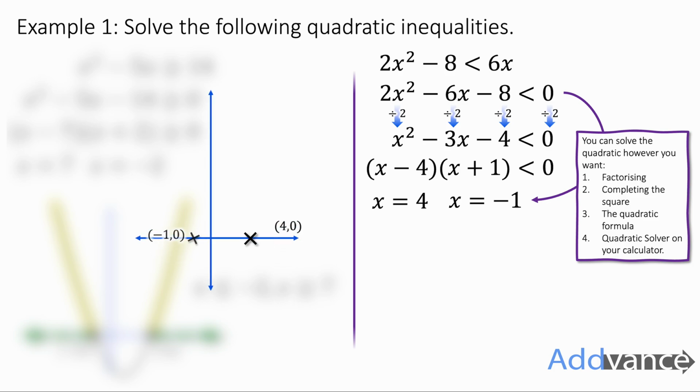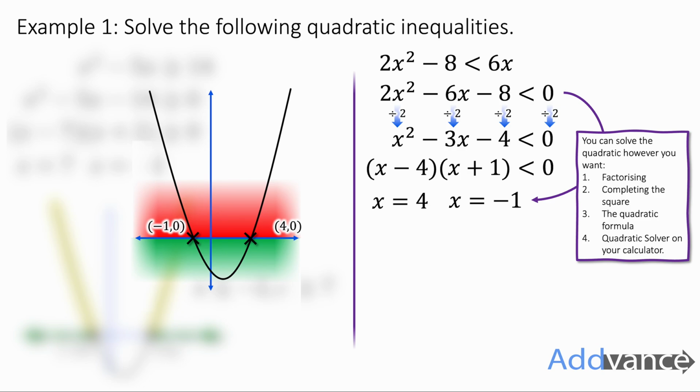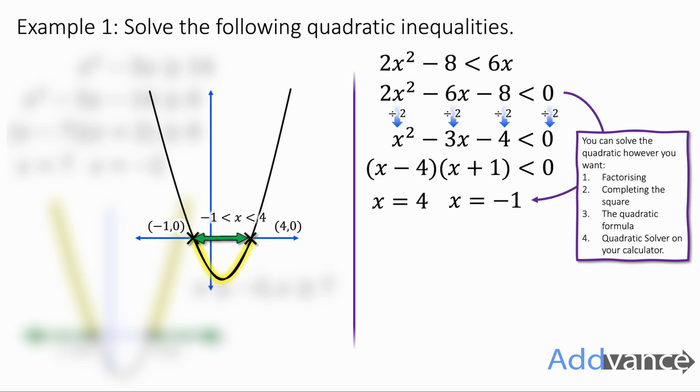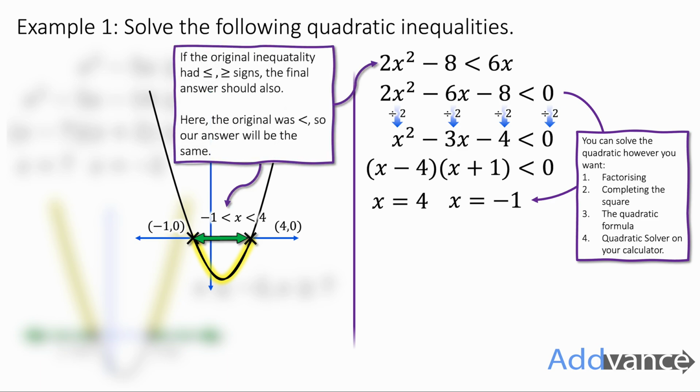We sketch this graph like this. It's going to go through 0 at minus 1 and 4. We want to know when it's below 0, so we can highlight that in green, and we don't want it above 0, so we've highlighted that in red. The part of the curve that is below 0 is between minus 1 and 4. We write that as minus 1 is less than x is less than 4. The original inequality had a less than sign, so the final answer will also.